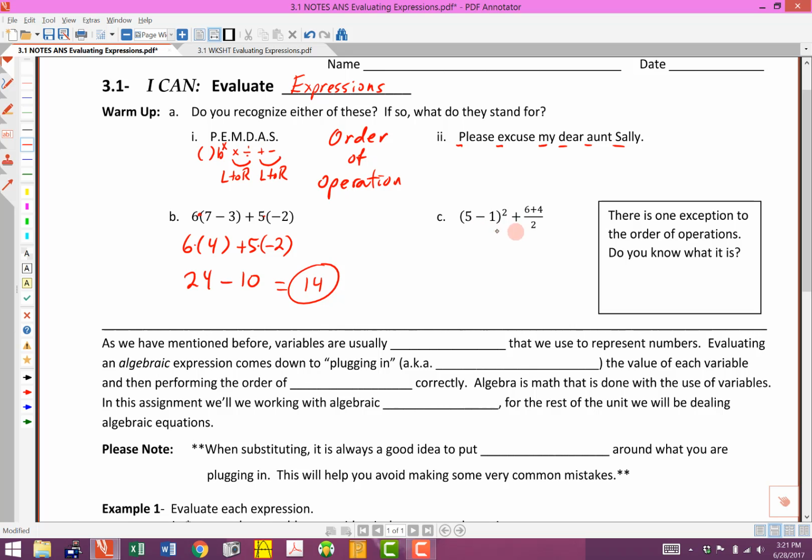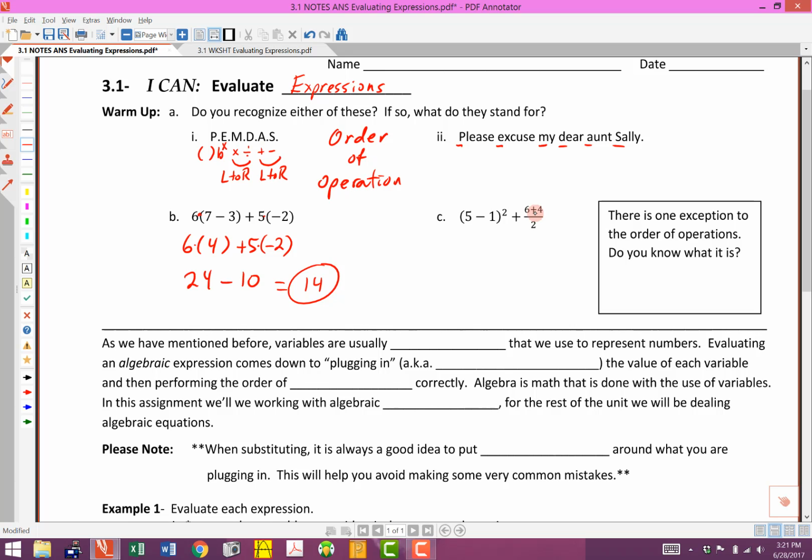Now if you take a look, this one's a little bit more complicated. It's got a few things going on. We've got parentheses, we've got subtraction, we've got an exponent of 2. That thing in parentheses is raised to the power of 2. We've got a plus, and then we've got this fraction bar right here which represents division, and then we've got 6 plus 4 on the top there.